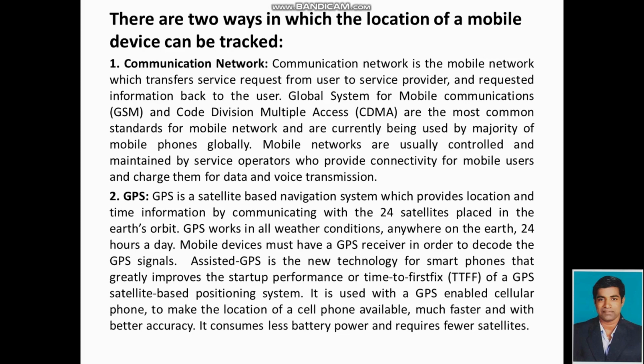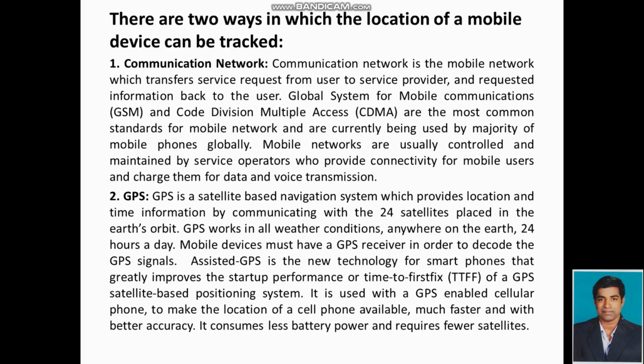Second one is GPS. GPS is a satellite based navigation system which provides location and time information by communicating with 24 satellites in the Earth orbits. GPS works in all weather conditions anywhere on the earth, 24 hours a day. Mobile devices must have a GPS receiver in order to decode the GPS signals.